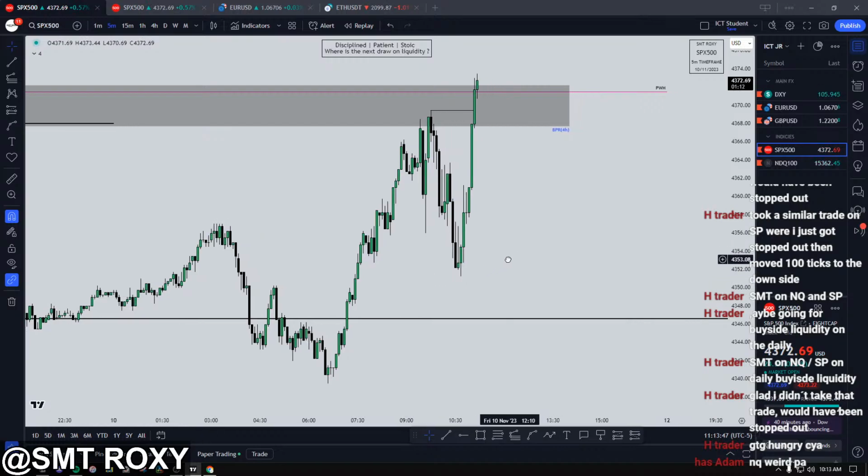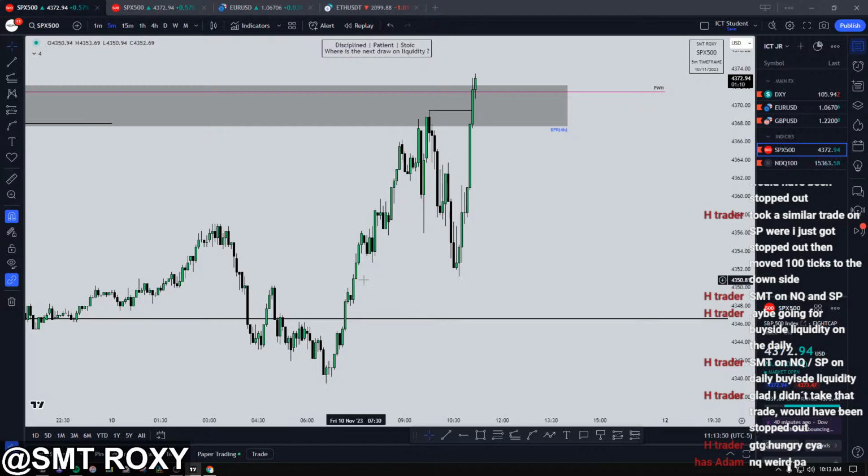It looked pretty clear on my phone because we reached equilibrium of the range. Reversals tend to happen at equilibrium for me. Quadrants, you can use quadrants, but I just prefer equilibrium. It's a strong gravitational pull.